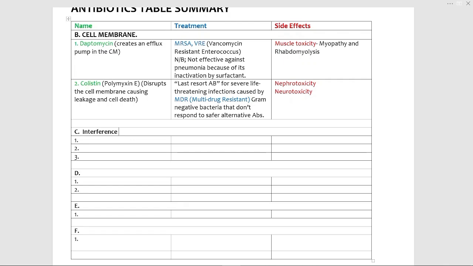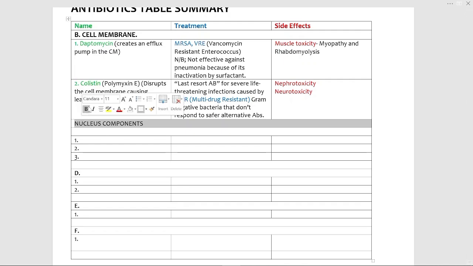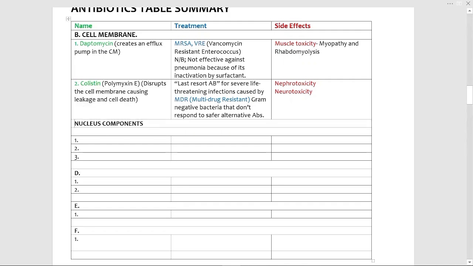I think that's the spelling. Now interference, let me put in caps. We can put here nucleus components. Yeah, I think that's a very good term to use. This will be our C.